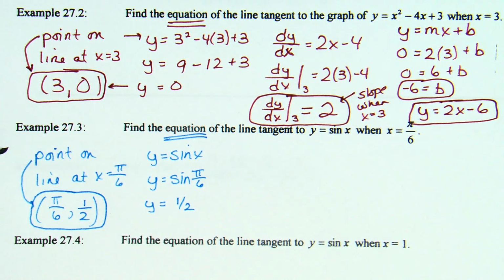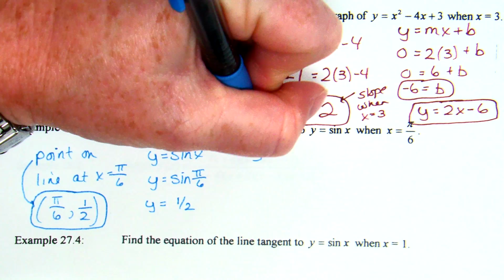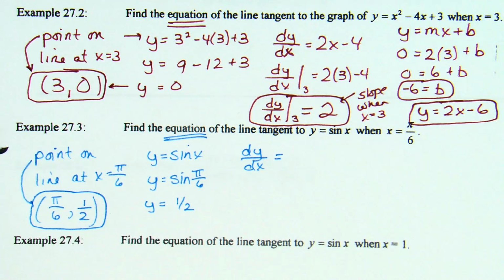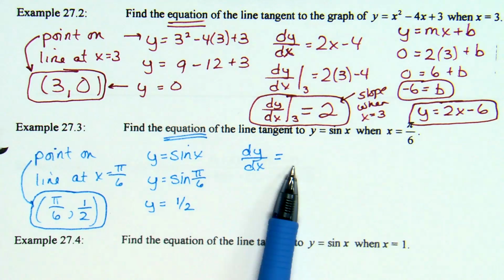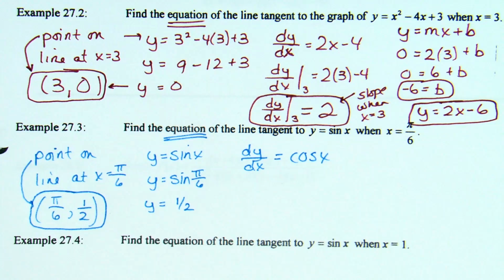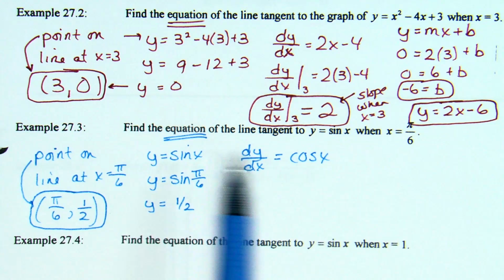What else do I need? A slope. How do I get slope? To get the slope, we need to find the derivative. If y equals sine x, then what's dy/dx equal? Just cosine. Yep. And it's easy to do. You just have to work on ways to remember for you. So the derivative of sine is cosine. So dy/dx equals cosine x.